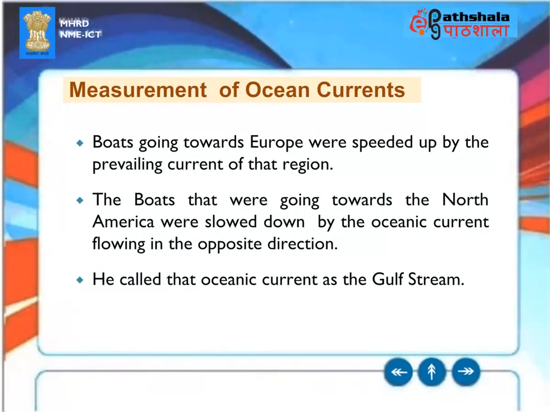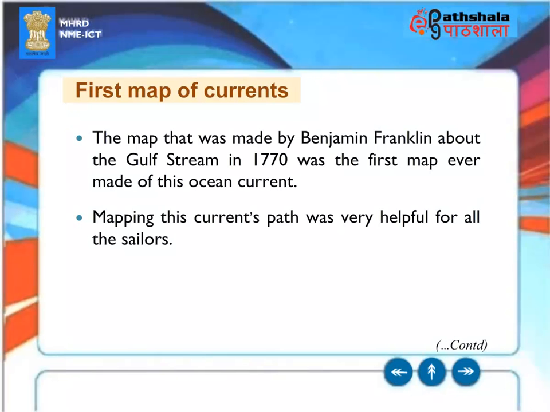Boats going towards Europe were speeded up by the prevailing current of that region. The boats that were going towards North America were slowed down by the oceanic current flowing in the opposite direction. He called that oceanic current the Gulf Stream. First map of currents. The map that was made by Benjamin Franklin about the Gulf Stream in 1770 was the first map ever made of this ocean current.